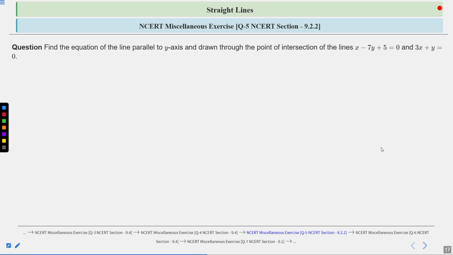So in this question, we have to find the equation of the line parallel to the y-axis and drawn through the point of intersection of the lines x minus 7y plus 5 equal to 0 and 3x plus y equal to 0. Okay, so first of all, think about this for a moment. How would you approach this question? You have 30 seconds to try to solve this question and then we will provide the solution.